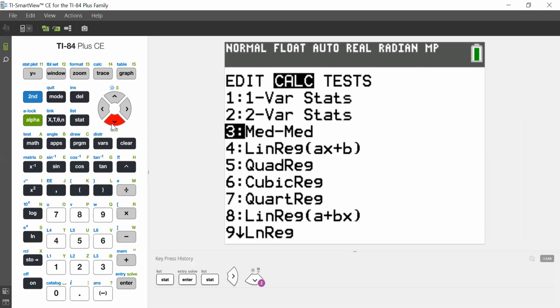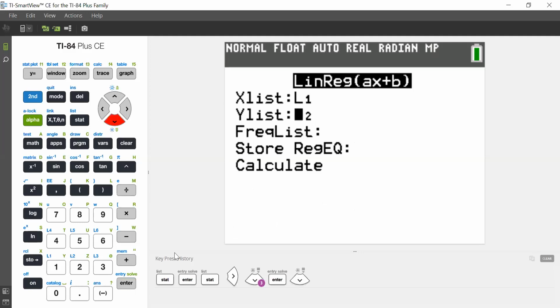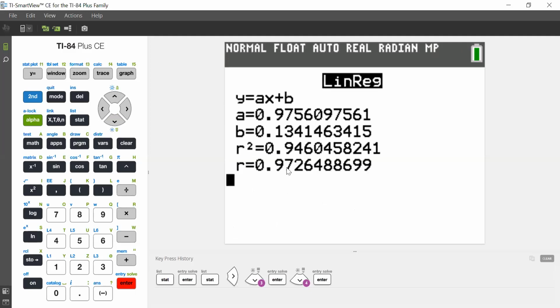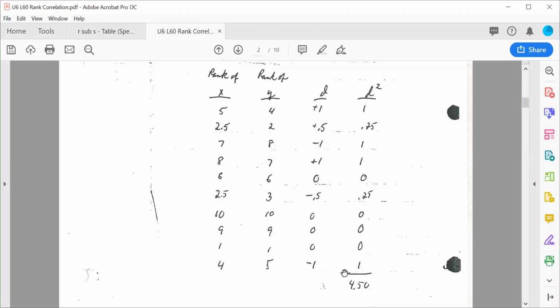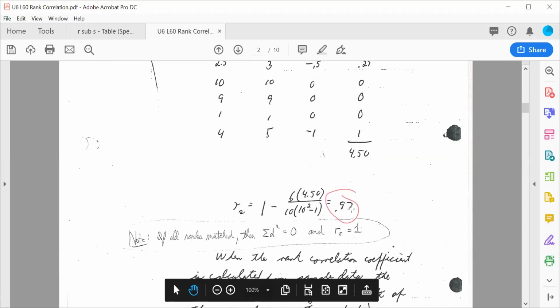Now, it's not linear regression. It's linear correlation. It's rank correlation. But because I put the ranks in, I can do this. Hit enter. Yes, X's are in L1. Y's are in L2. Go to calculate. And look what pops up. R is 0.97. Let's go back to my notes. R is 0.97.